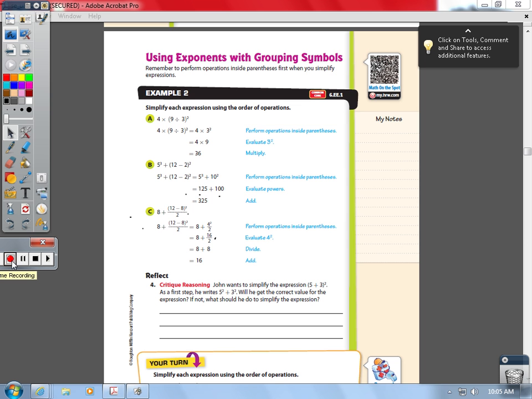So now we have our reasoning question. John wants to simplify the expression 5 plus 3, in parentheses, squared. As a first step, John writes 5 squared plus 3 squared. Will he get the correct value for the expression? If not, what should he do instead?